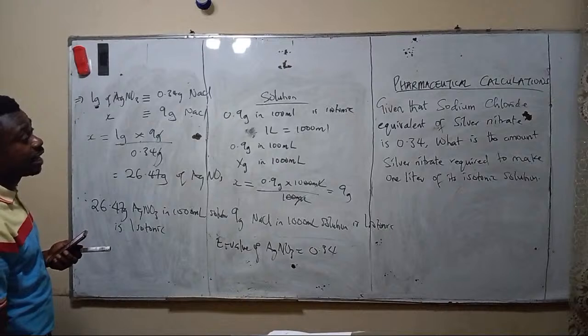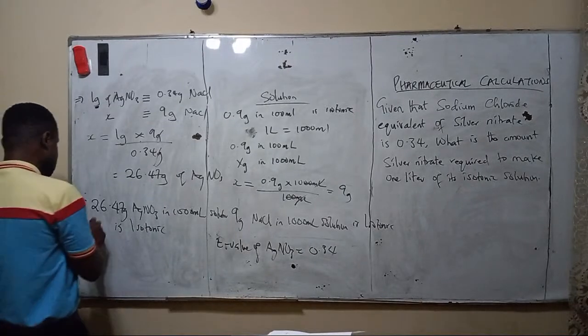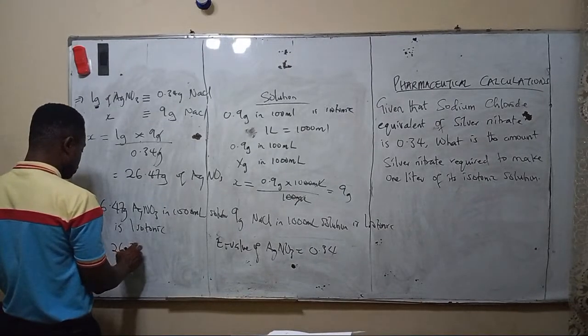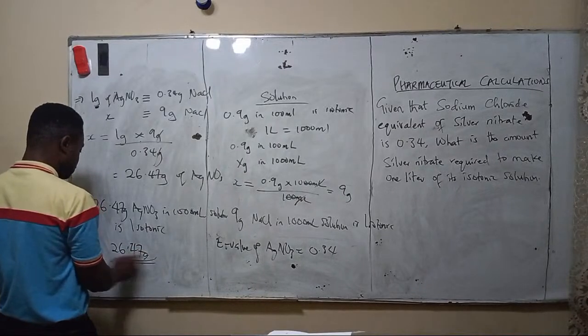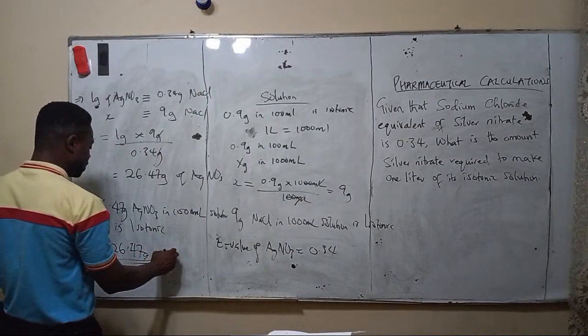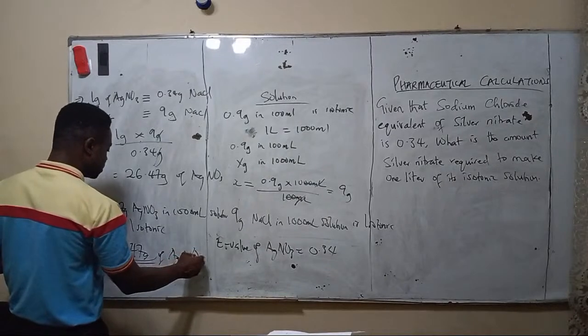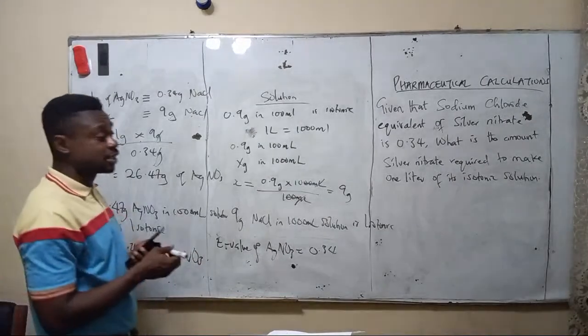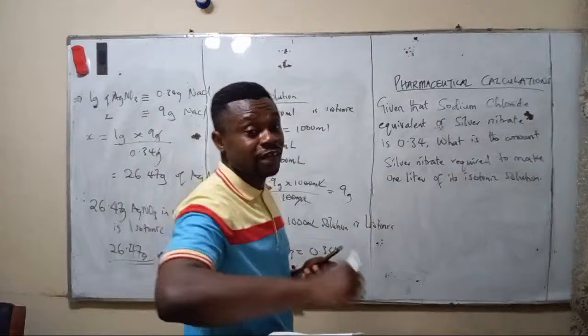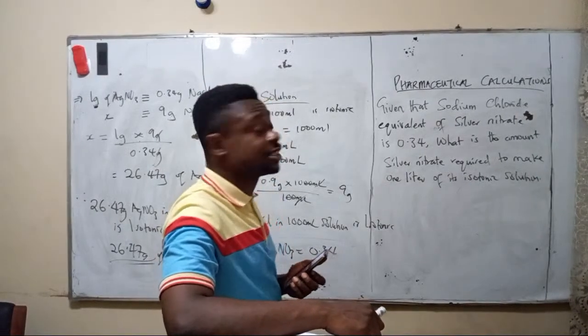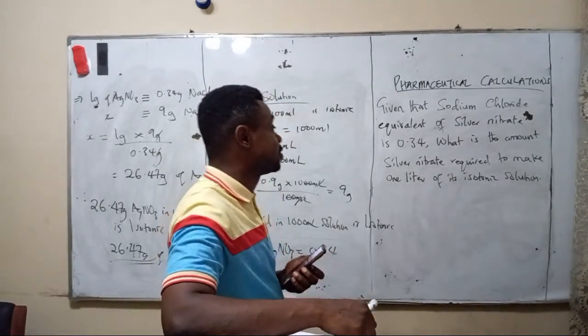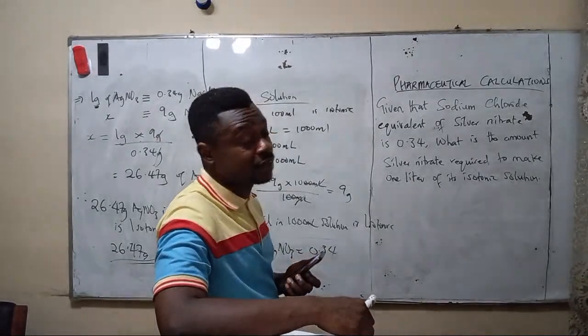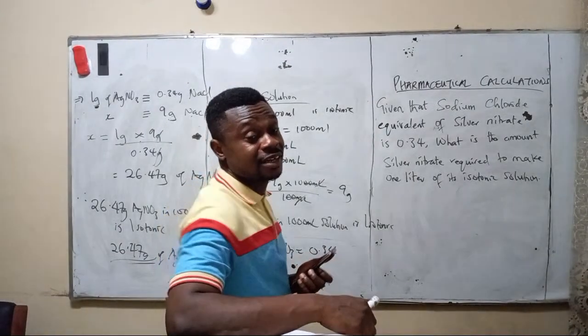They say we should find the amount. So the answer is 26.47 gram of silver nitrate. That's the answer. So if you get 26.47 gram of silver nitrate and dissolve it in water and make it up to 1,000 ml, that solution is isotonic.